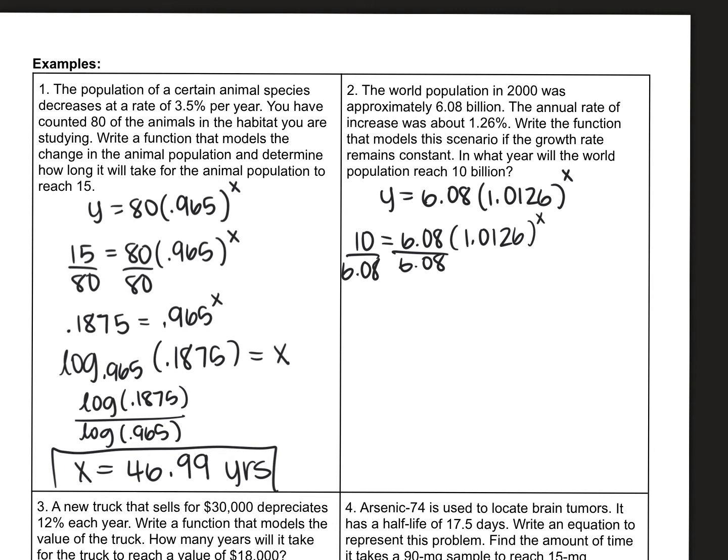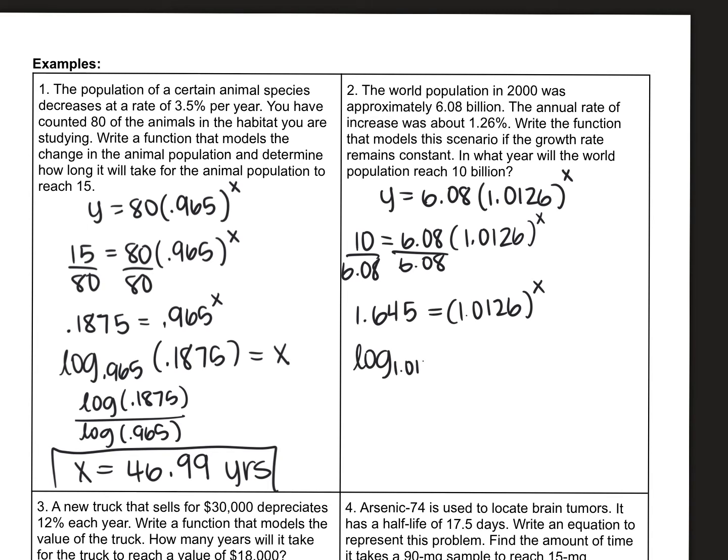Okay. So we do not get a nice decimal here. Anytime you don't get a nice decimal, I prefer at this point in the problem that you go at least 3 decimal places. So this is going to be 1.645. We don't want to round too much too early, because if we round to only 1 or 2 decimal places this early in the problem, our answer could be very off. So I want to use at least 3 decimal places here. So we get 1.645 equals 1.0126 to the x.